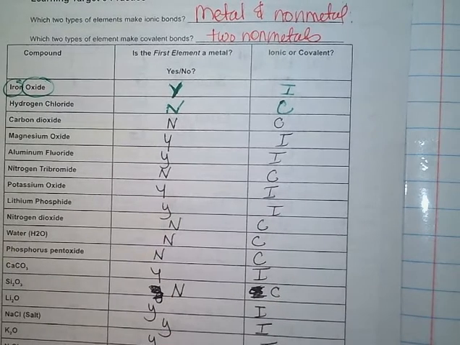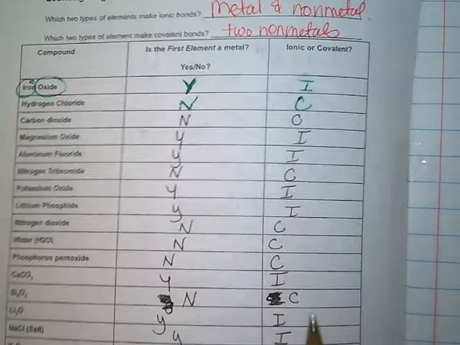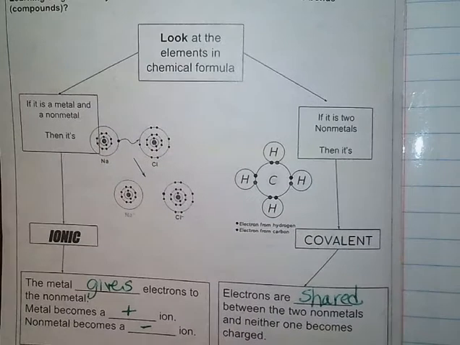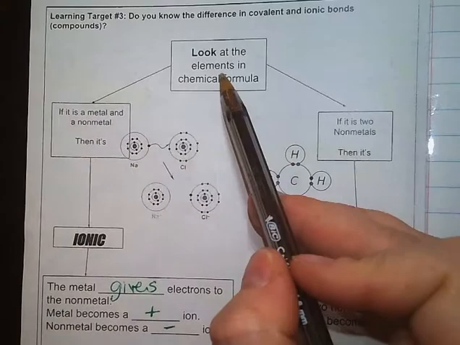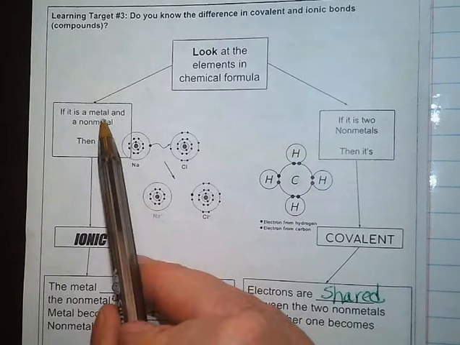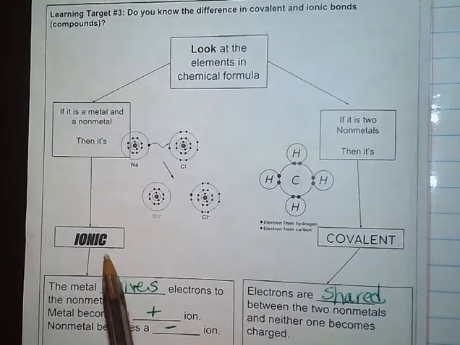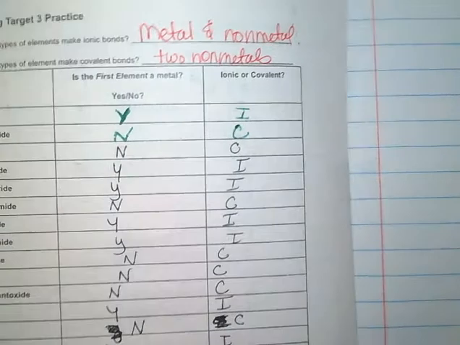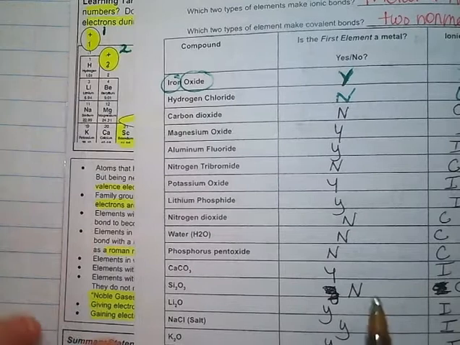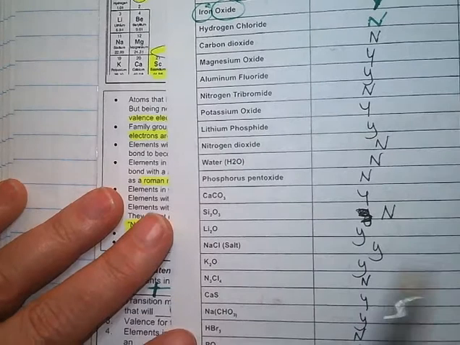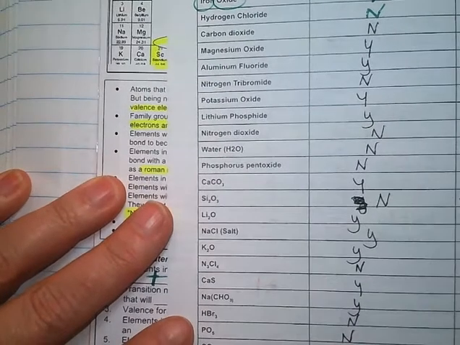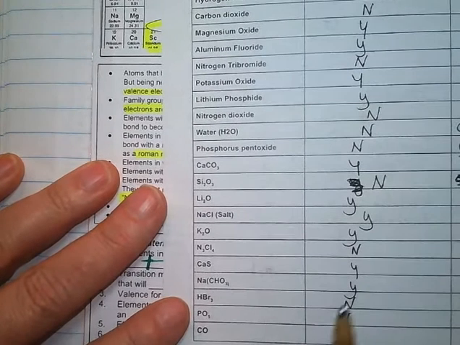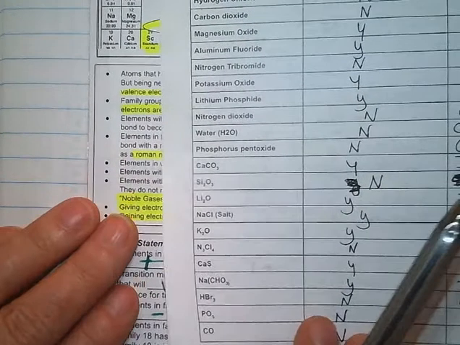So how do I know that? Well, if I go back to my graphic organizer here, I look at the elements in the formula. If it's a metal and a nonmetal, ionic. If it's two nonmetals, it's covalent. So I have to look and see, is that a metal or not? Some of these may be easier to see than others. A lot of people want to say, like calcium carbonate, they say calcium is not a metal, but calcium is a metal. We don't think about that because you think about calcium being in milk.